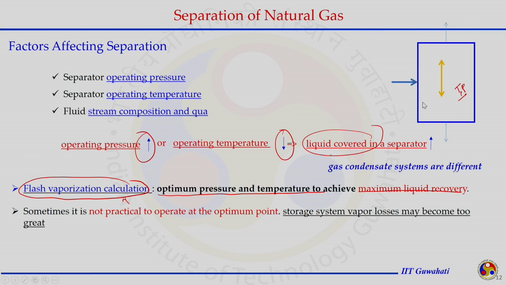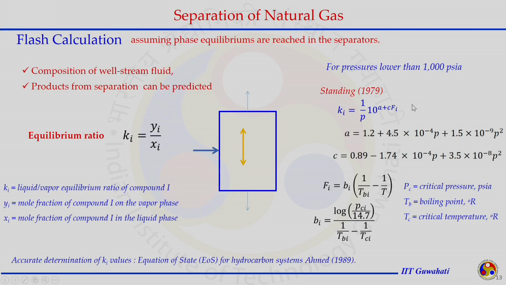Let us understand how this flash vaporization calculation can be performed and on what principle it works. In a flash calculation, the first thing is to assume phase equilibrium is reached in the separator. So, the gases of some composition that are produced from a particular well are entering this separator. This is my separator, this is the inlet, this is, let us say, gas out and this is liquid out.